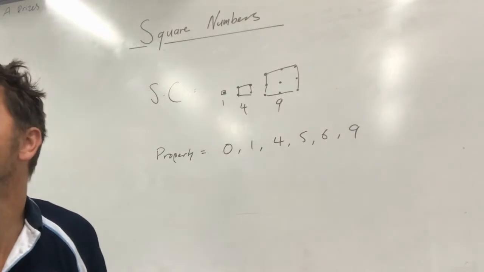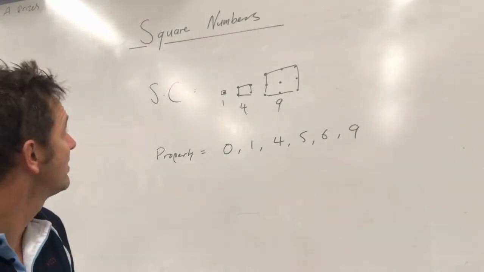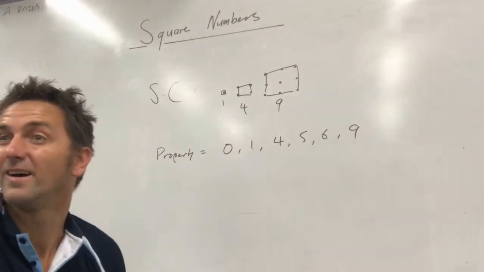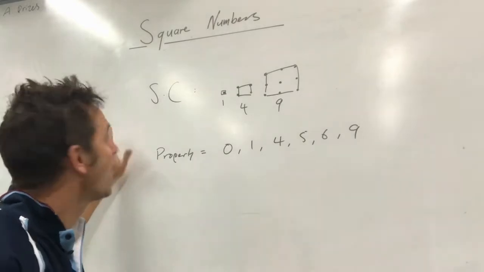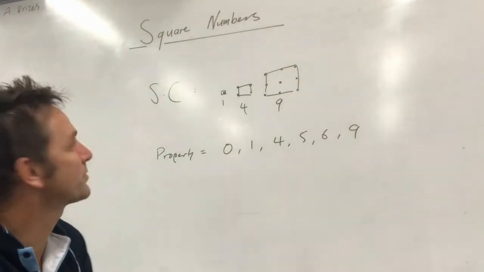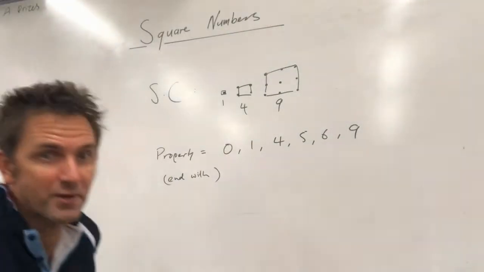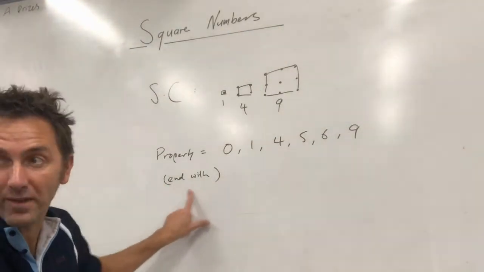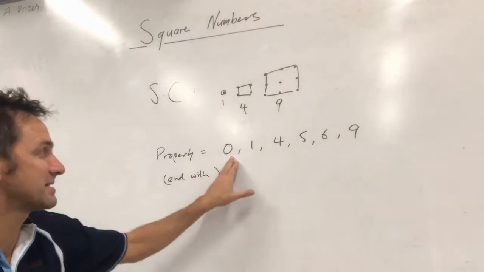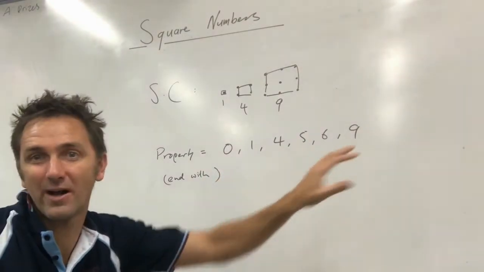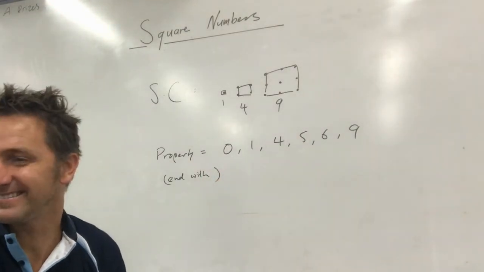Who's got a question? Yes? Sure. Now, if you've got some time or a book, I would probably write this down. I think it's pretty helpful. If you've written down the properties, I hope you put down that they always end with a 0, 1, 4, 5, 6 or 9. So just make sure you've got that down.